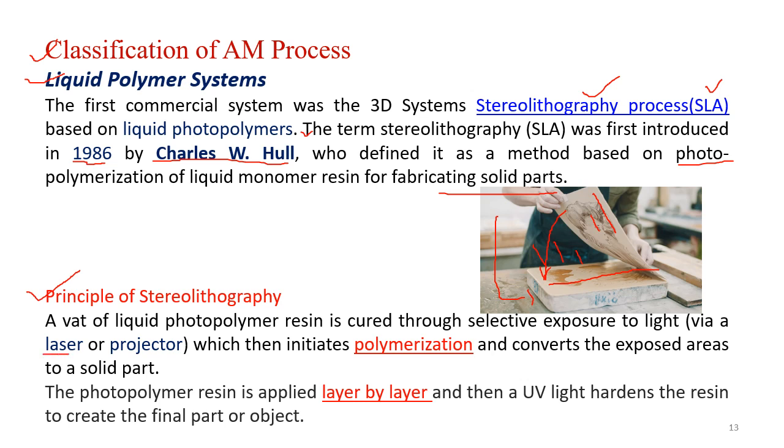The source of heat here is either light in the form of a laser or a projector, which then initiates polymerization, which converts the exposed area into a solid part. Means wherever there is an exposure of this laser on this photopolymer resin, it gets solidified. Moreover, the photopolymer resin is applied here layer by layer, and then ultraviolet light hardens the resin to create a final part or an object. So when the light falls on the photopolymer resin, it is going to harden it.